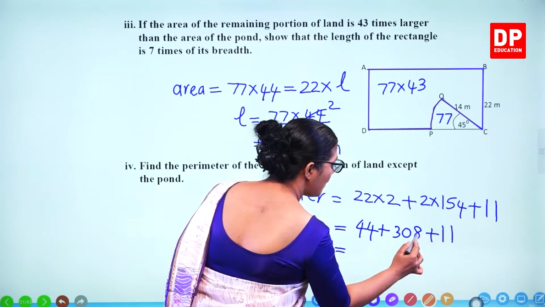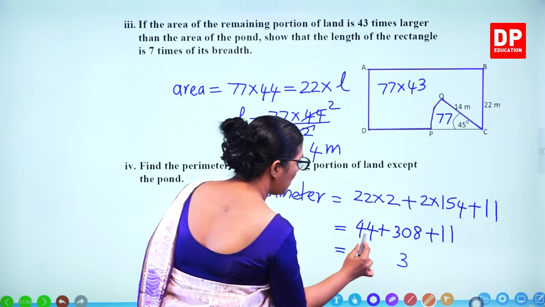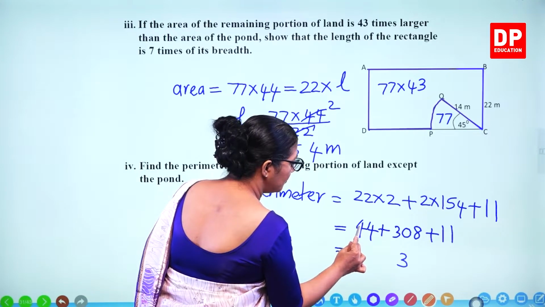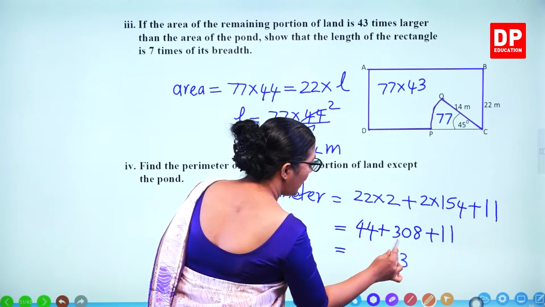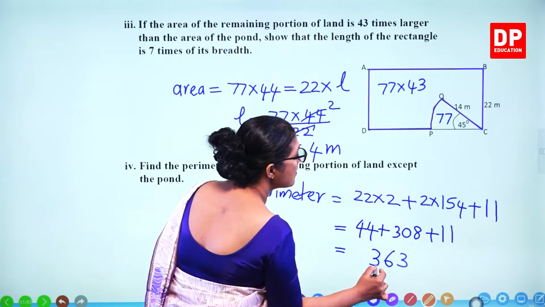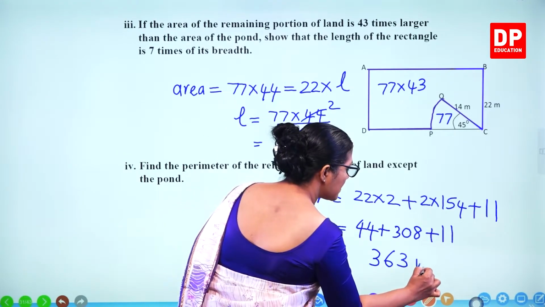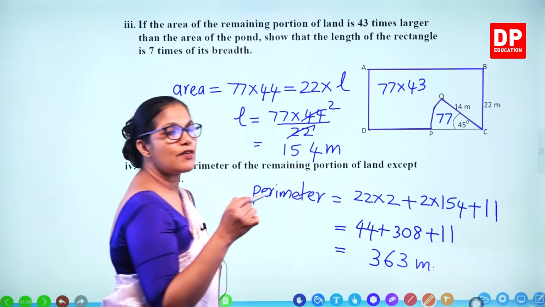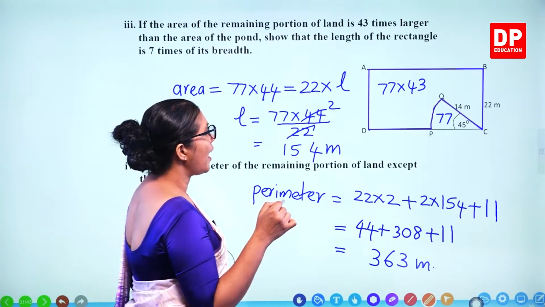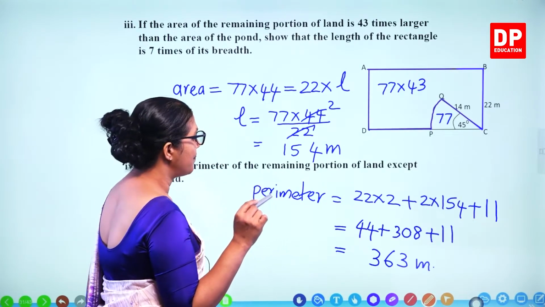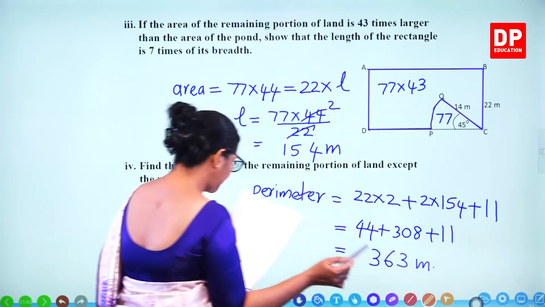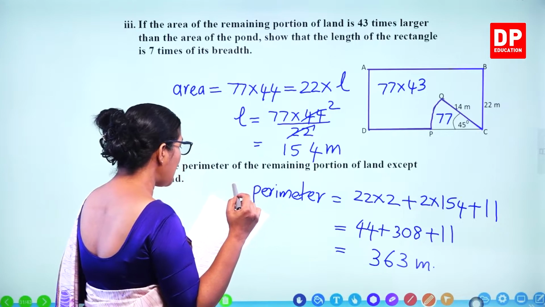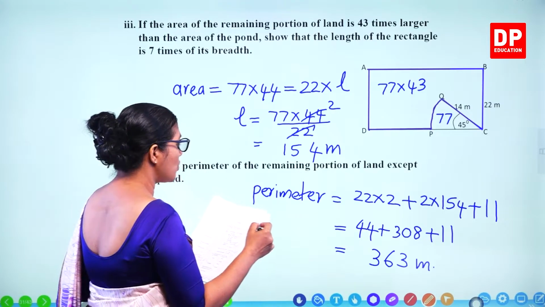4, 5, 8 plus 5, 13. 1 remaining. 5 and 1, 6. And 3. 363 meters is the perimeter of this shape, except the pond. So, how many marks for these two steps? According to the marking scheme, you get 2 marks for this one.